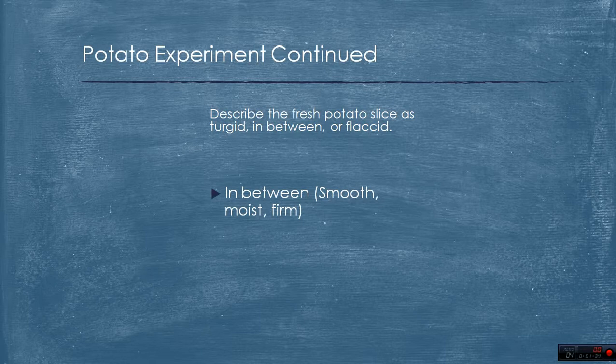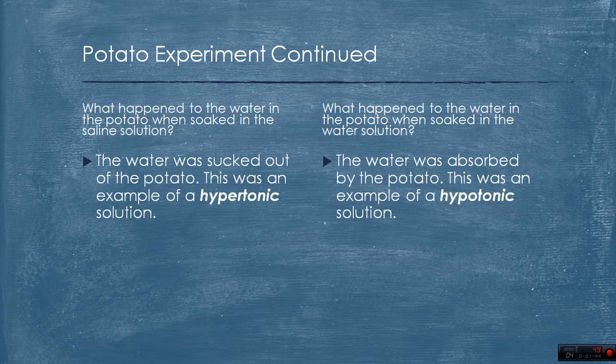The textures for the potatoes before we put them in the solutions were in between turgid and flaccid. It was smooth, moist, and firm. After an hour of leaving the slices in the solutions, the textures of the potato slices changed.